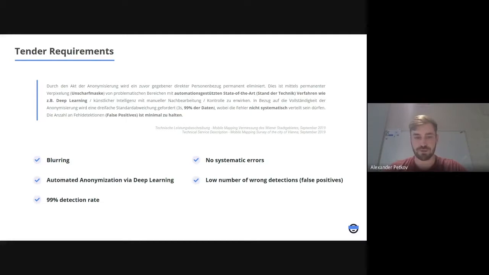The current state-of-the-art technology is based on deep learning, which is basically a subcategory of machine learning. And there's also a requirement for having a detection rate of more than 90%, even 99%. So this detection rate is rather high, and that's basically required. So that's fair enough.